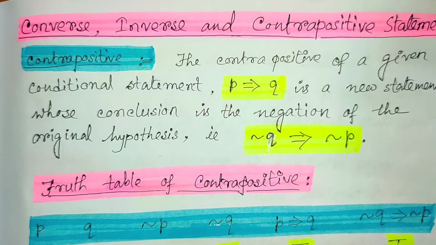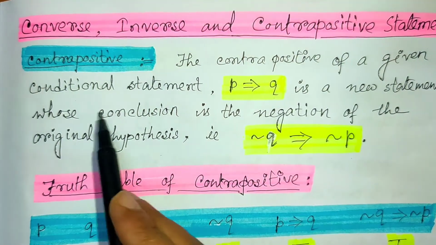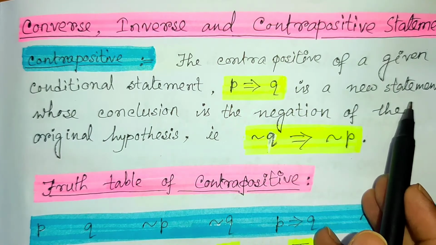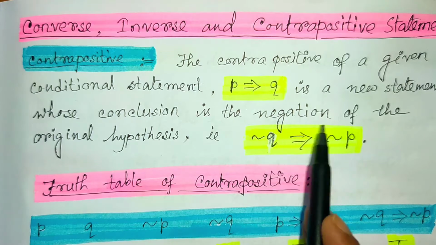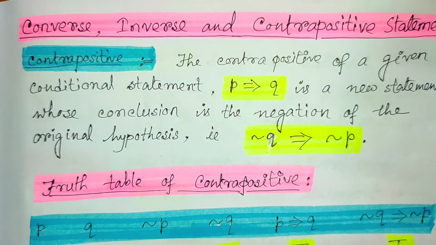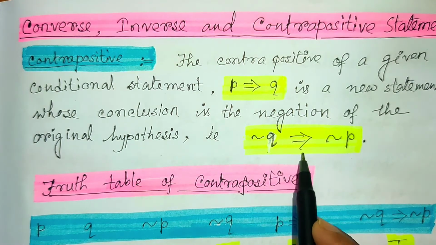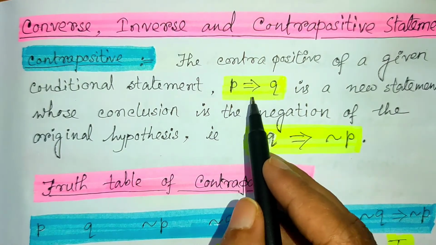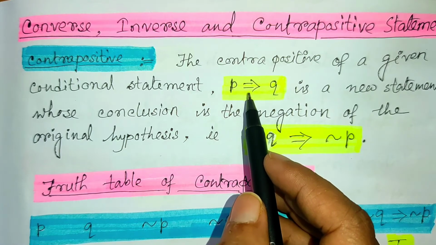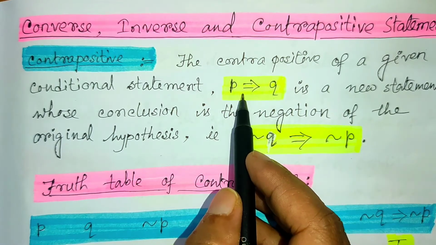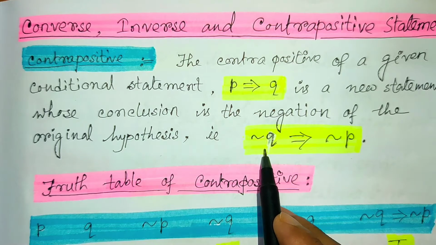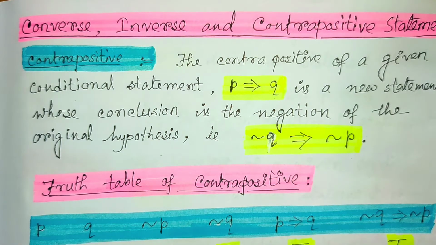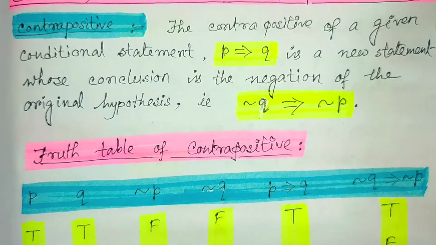So, what is contrapositive? The contrapositive of a given conditional statement P implies Q is a new statement whose conclusion is the negation of the original hypothesis, that is not Q implies not P. So, if this one is the original statement, then with respect to that we should find out the contrapositive, and its contrapositive is what? That is not Q implies not P. So, with the help of the truth table, let us validate this one first.